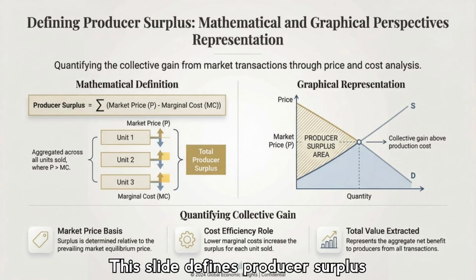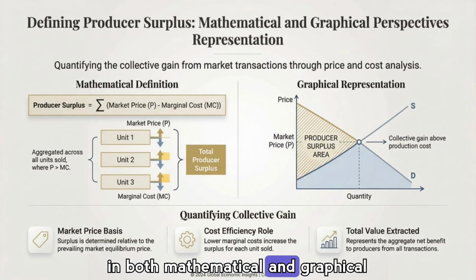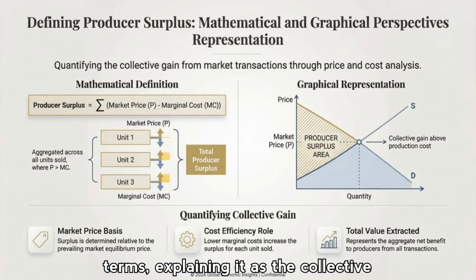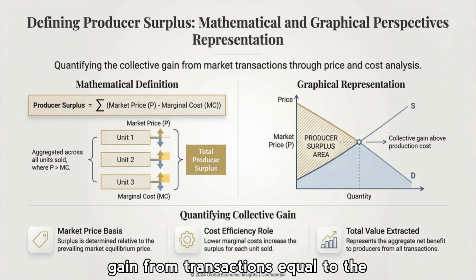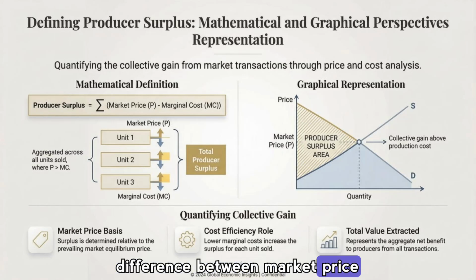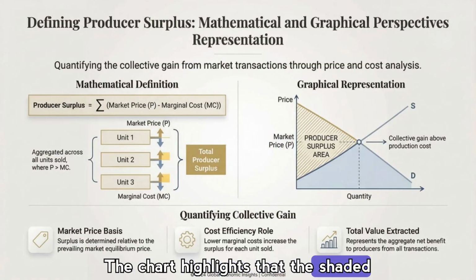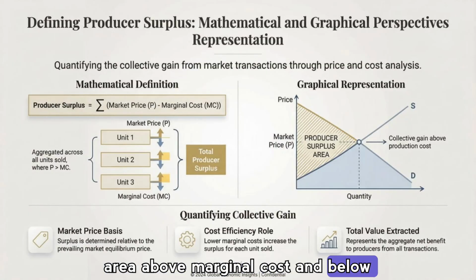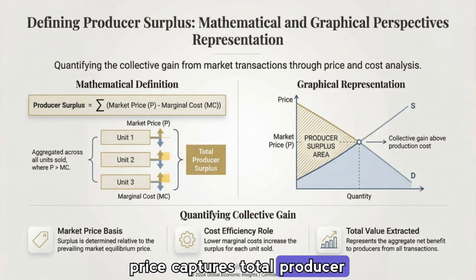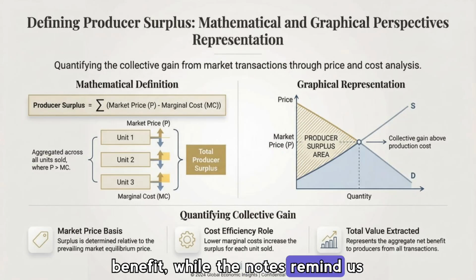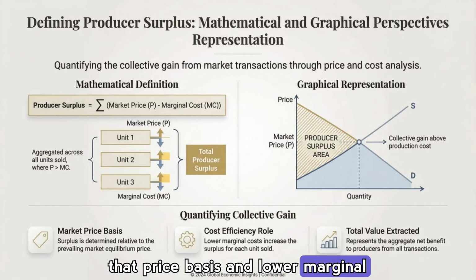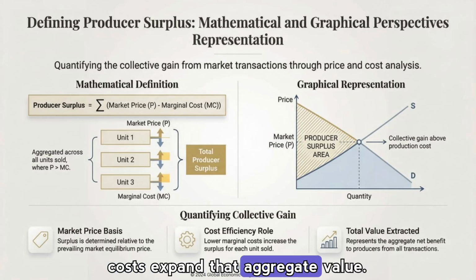This slide defines producer surplus in both mathematical and graphical terms, explaining it as the collective gain from transactions equal to the difference between market price and marginal cost across units sold. The chart highlights that the shaded area above marginal cost and below price captures total producer benefit, while the notes remind us that price basis and lower marginal costs expand that aggregate value.